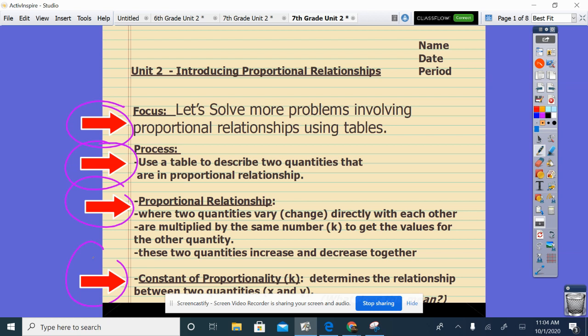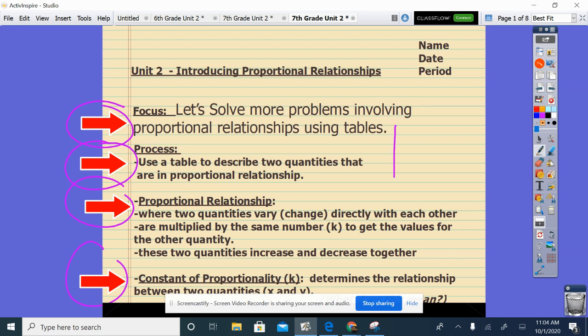Then our process would be defining proportional relationships more clearly than we have before. So I'm going to take a few moments here and show you that, using a table to describe the two quantities that are in a proportional relationship.